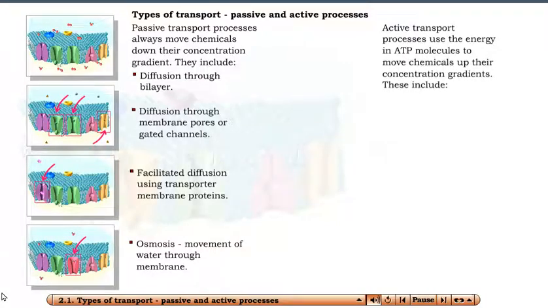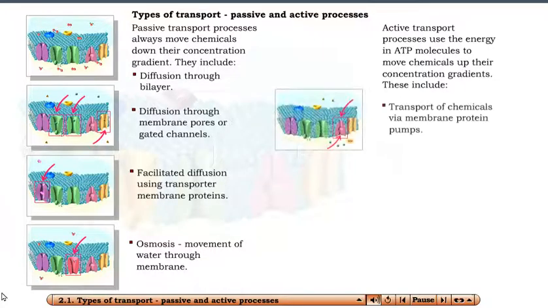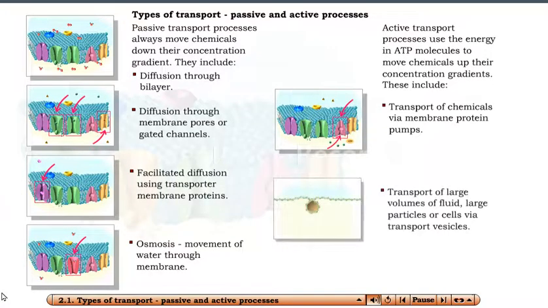Active transport processes use energy from ATP to move molecules. They include transport of chemicals across the membrane using protein pumps, and transport of large volumes of fluid, large particles, or cells via transport vesicles.